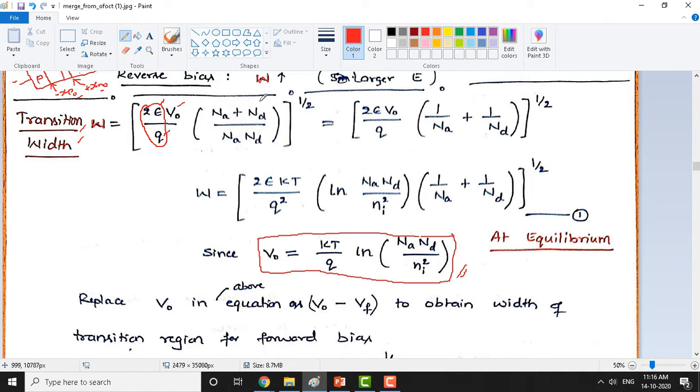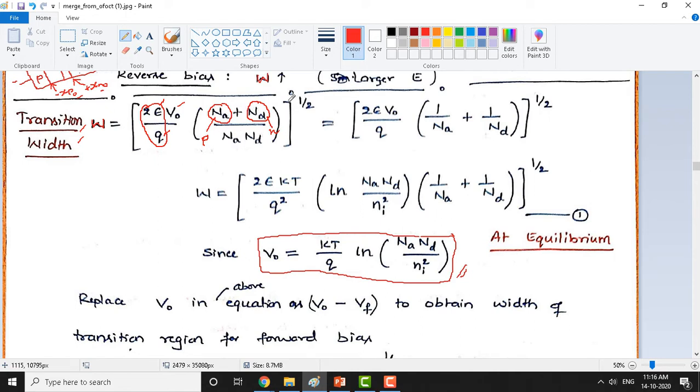Other things like Na and Nd, you must be aware of these notations. What do we mean by Na? Na is the acceptor concentration. Where are they located? Na is on the P side, P type, and Nd is towards the N side. So in the numerator you find Na plus Nd, divided by the product Na into Nd in the denominator.